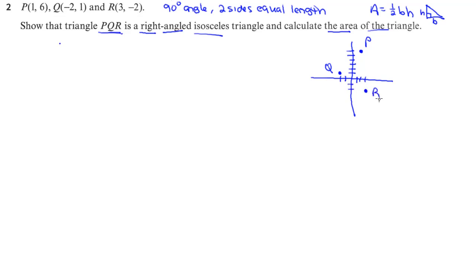And then once we have proven that it's a right triangle and isosceles, we're going to use the formula 1/2 base times height to figure out the actual area. So why don't you go ahead and pause this and do those things, and then start back up again when you're ready.